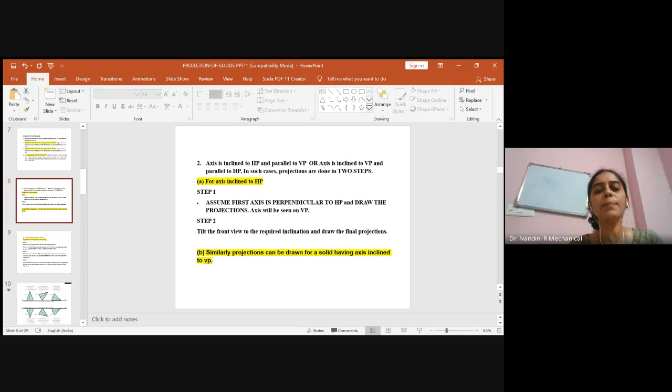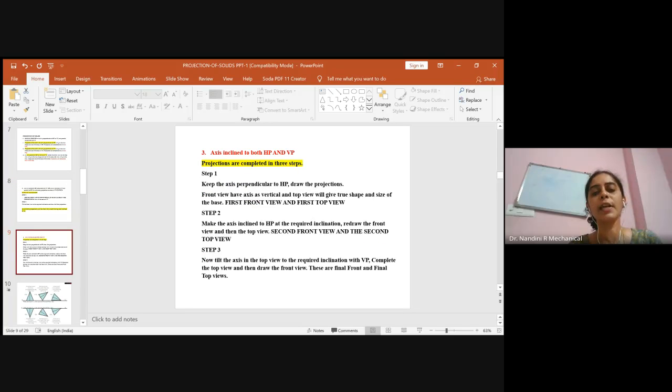And in the second step, we will be drawing the XY line. First, we will assume the axis perpendicular to HP. You will show the top view and front view. Then you show the inclination with respect to HP. Then you show the front view and the top view. So that is over. So in the third stage, you have to show all the three stages.